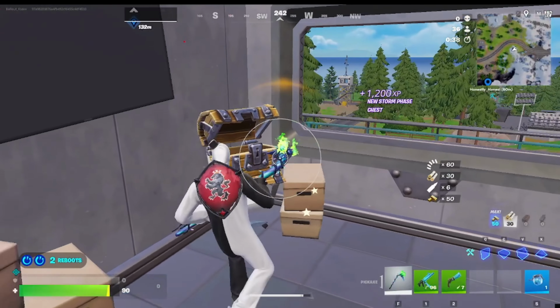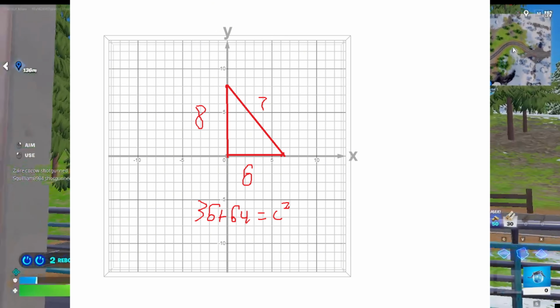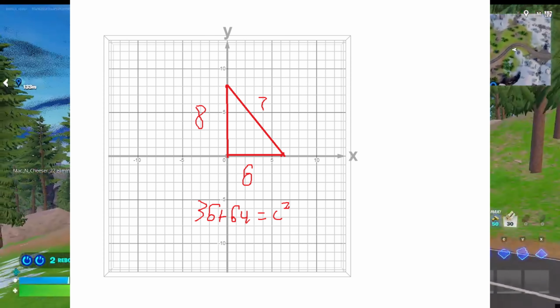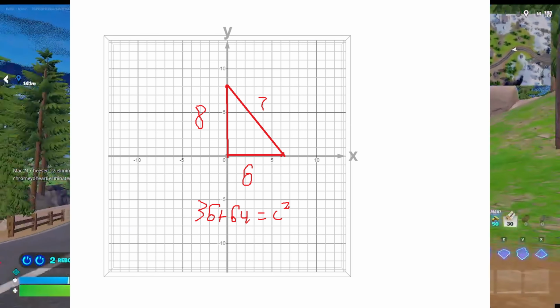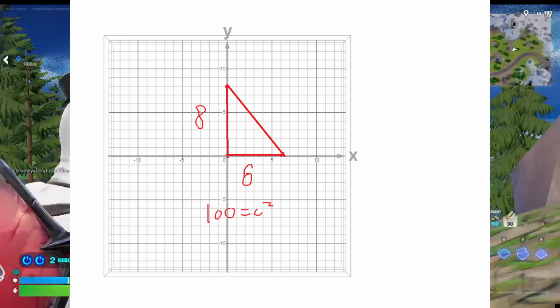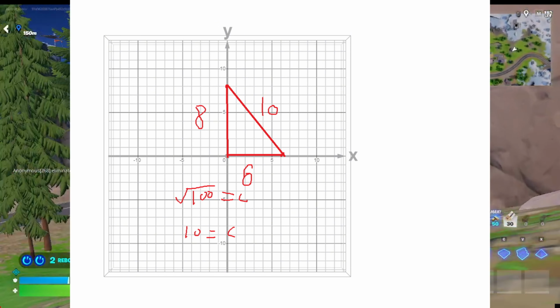We know a equals 6 and b equals 8. So, 6 squared plus 8 squared equals c squared. 6 squared is 36. 8 squared is 64. 36 plus 64 is equal to 100. So, c squared equals 100. Take the square root. c equals 10. Our horizontal distance is 10 units.